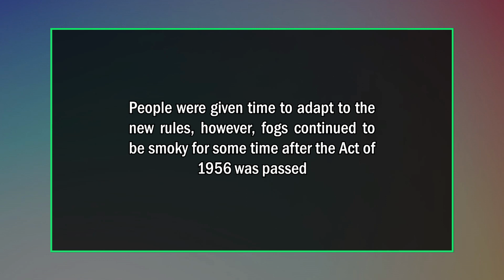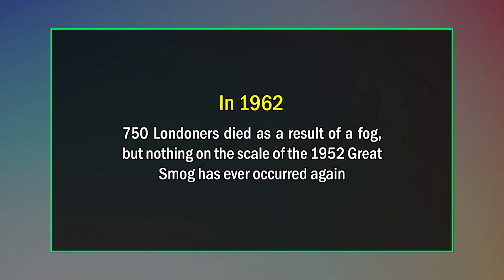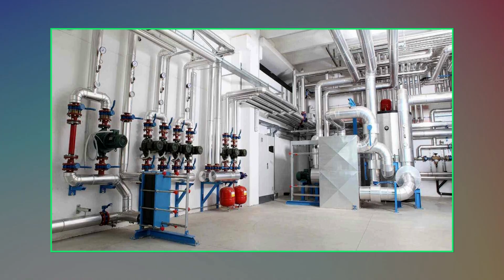However, fogs continued to be smoky for some time after the Act of 1956 was passed. In 1962, for example, 750 Londoners died as a result of a fog, but nothing on the scale of the 1952 Great Smog has ever occurred again. This kind of smog has now become a thing of the past, thanks partly to pollution legislation and also to modern developments such as the widespread use of central heating.